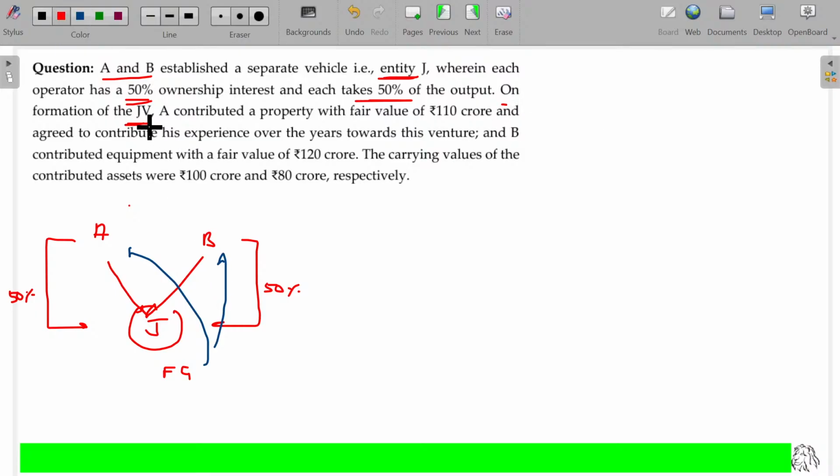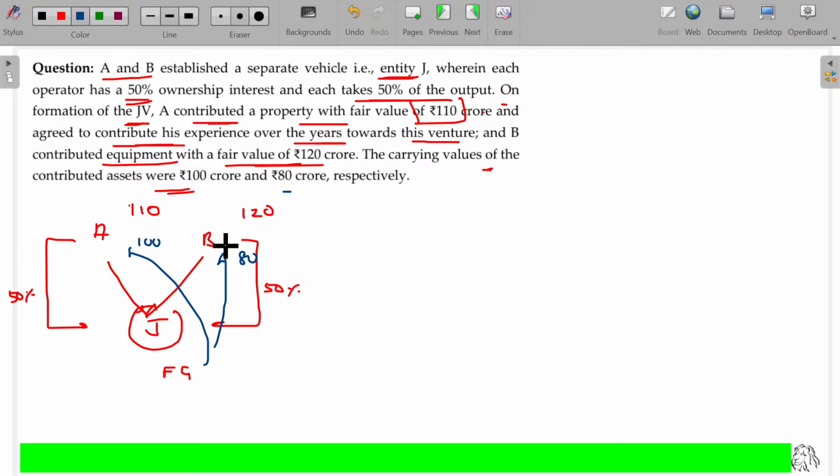On the formation of the joint venture, A contributed a property with a fair value of 110 crores and agreed to contribute his experience over the years towards this venture, and B contributed equipment with a fair value of rupees 120 crores. So how much A contributed? 110. How much B contributed? 120. The carrying values of contributed assets: A's contributed assets value being 100, B's contributed value of the assets being 80.